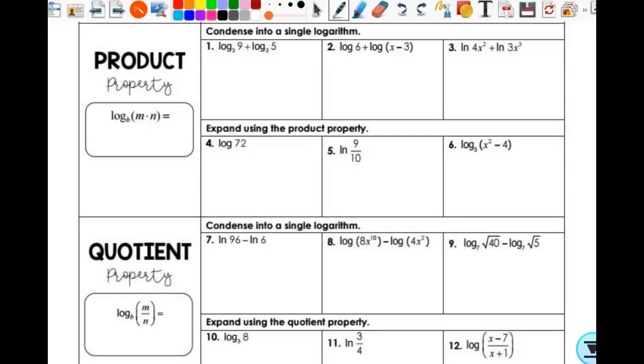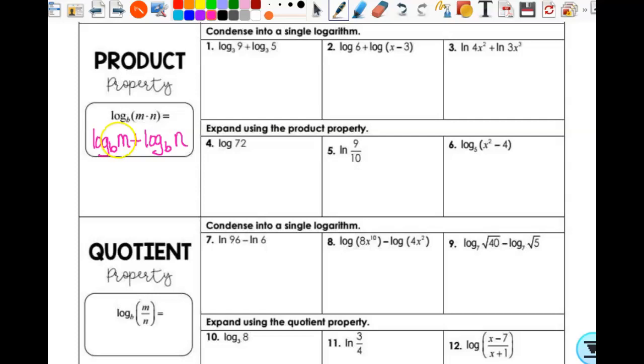The first thing we have is the product property. So product means we do what? Multiplication. All right, so we have log base b of two things being multiplied together, m times n. So we can split that, or expand it, into two logarithms with the same base. So log base b of m plus log base b of n. So that's how we expand it. It works in both directions.